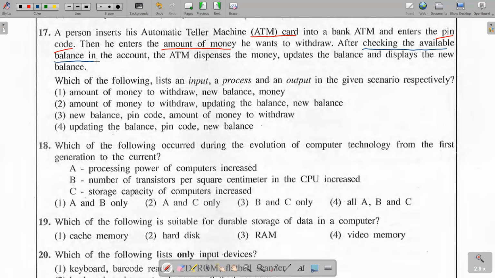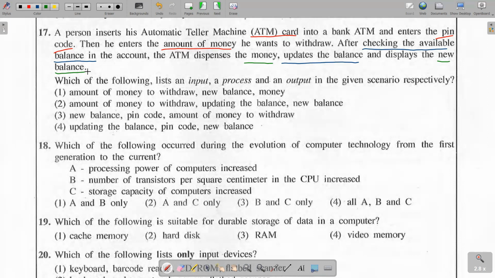He wants to withdraw. Then regarding the process, checking the available balance is a process. The ATM dispensing the money is going to be an output. Updating the balance is another process, and displaying the new balance is another output. So the outputs are going to be the money and the new balance, right? So red color indicates inputs, blue color indicates processes, and the green color indicates the outputs.